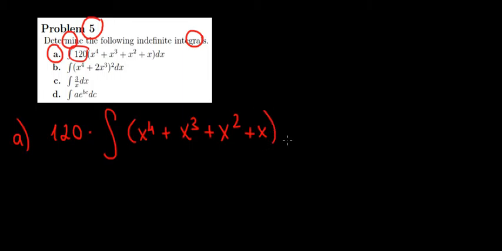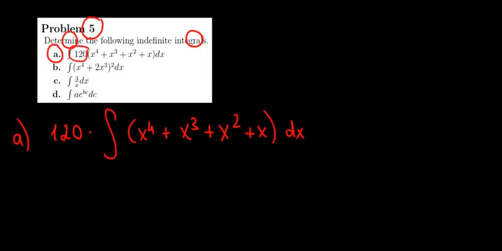We have the integral of 120 times an entire expression over here. Now, what we can do is take the constant out. So we have 120 times the integral of the remaining expression, and that's going to be x to the power of 4 plus x to the power of 3 plus x to the power of 2 plus x dx.